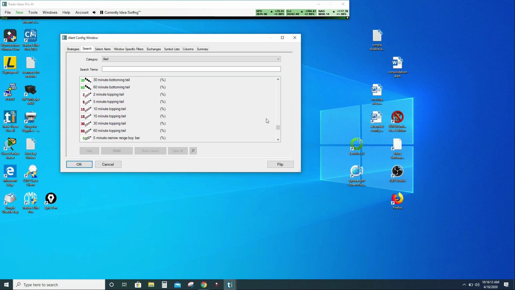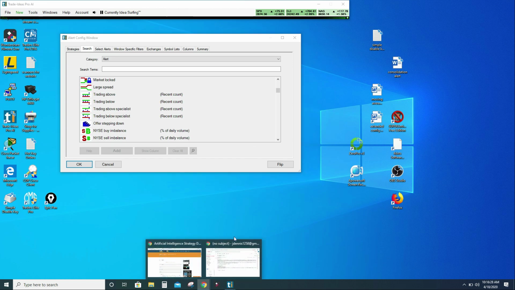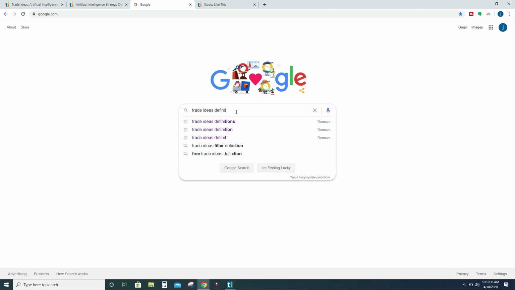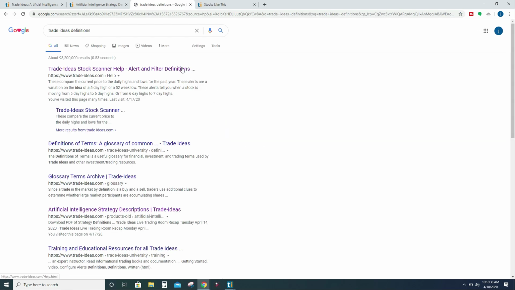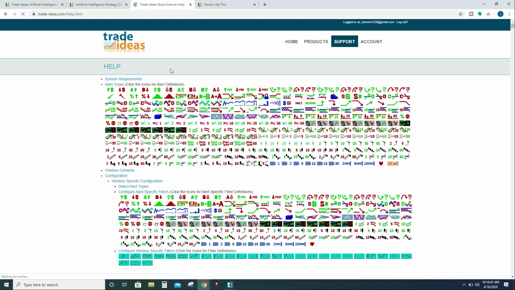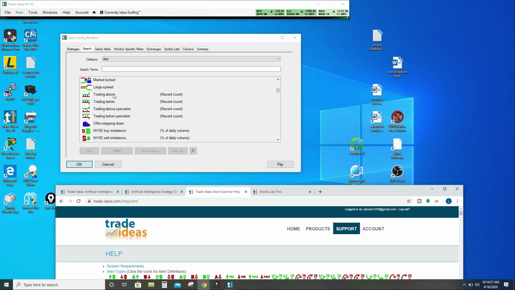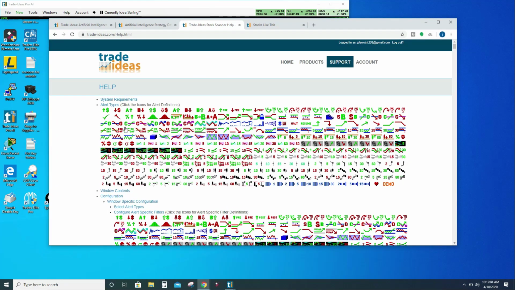So if you're not really sure what these alerts are, let's say that you don't know what trading above is. Okay, you want to know what exactly is trading above. Trading above what? All right, so what you can do is come over to Google and just type in trade ideas definitions. And I'll put a link of this website in the description, but it's the first thing that pops up in Google, and it shows all of the symbols here and filters. So all the alerts are on the top, and let's say you want to know trading above. So we say trading above, and it looks like this, you know, green and red line with some dots and one trading above it.